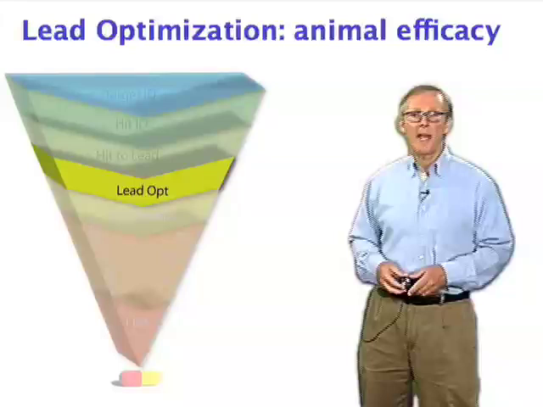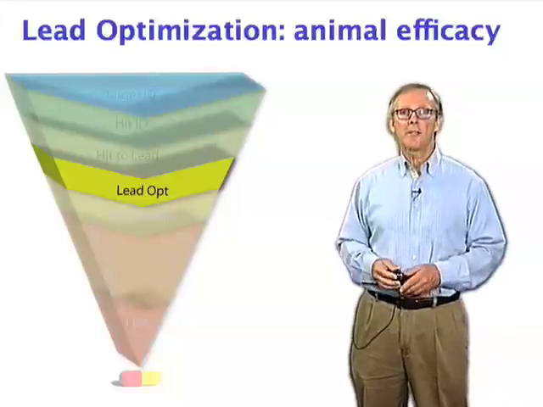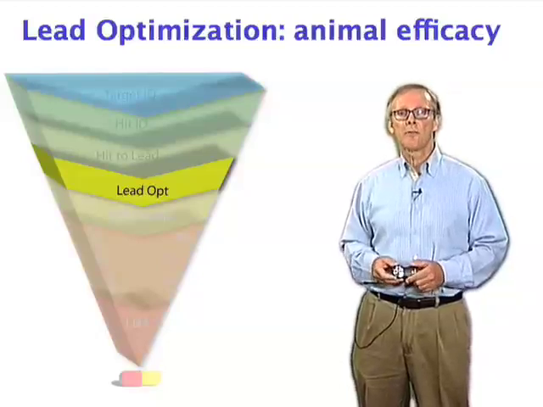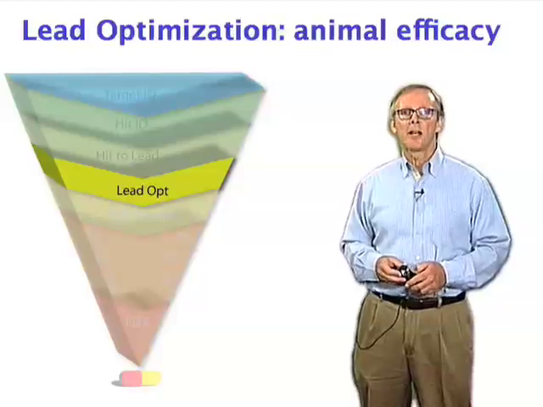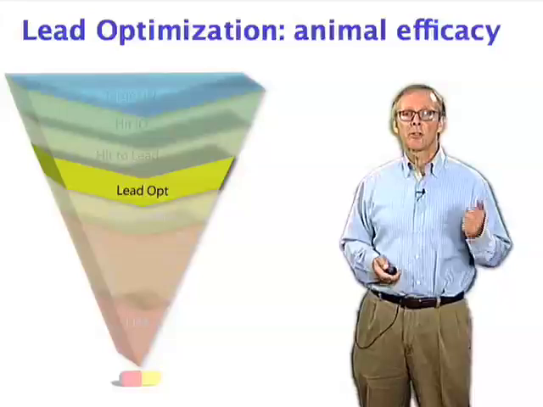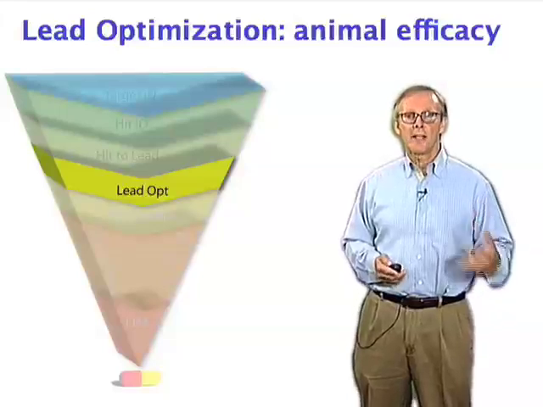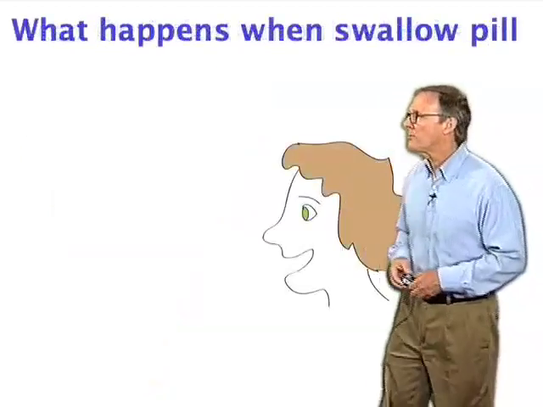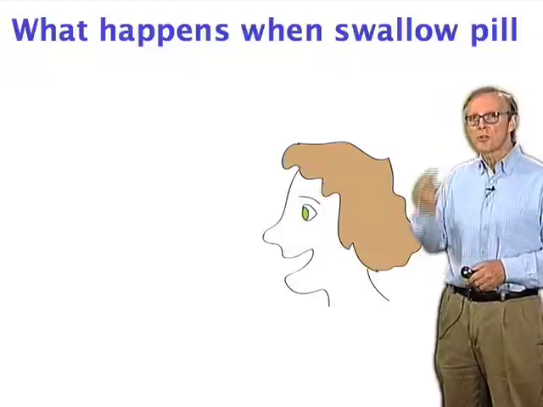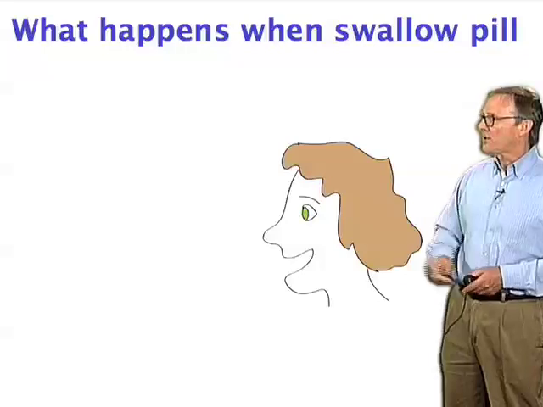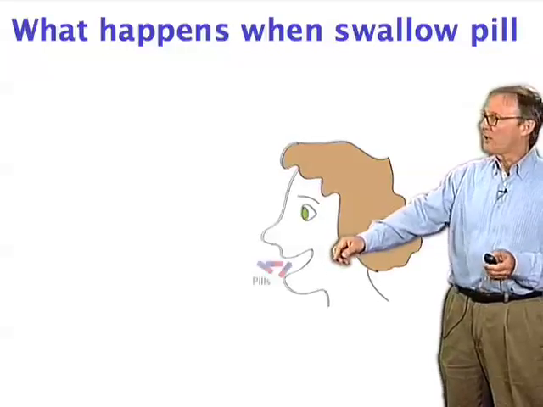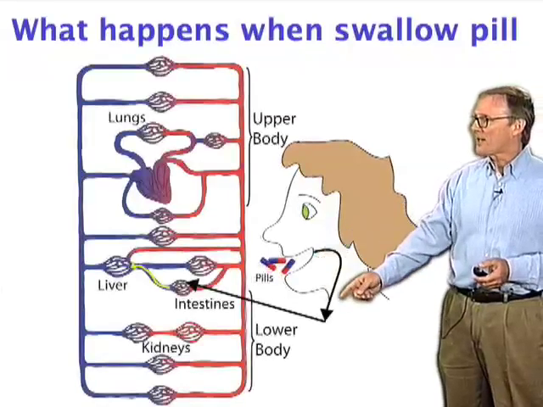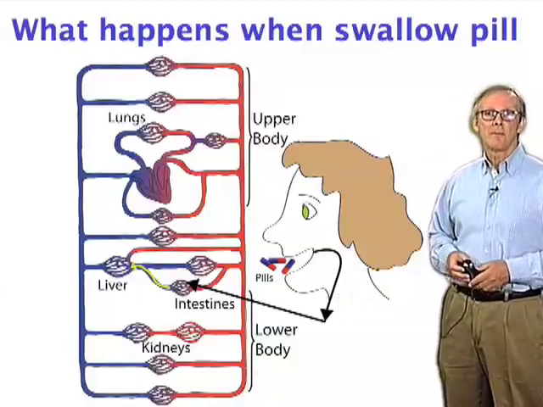Having successfully passed the hit to lead stage, we're now into this very important and pivotal stage called lead optimization. This is where we're looking to see that compounds that we've created can actually work in a whole animal, can reach the protein target through a cell and through the circulatory system of the animal. At this stage it would be good to understand what happens when you swallow a pill. Here's our patient, going to take a pill. There are the pills. They go down through the saliva into the stomach, where they're subjected to pH 1, so they have to survive that.